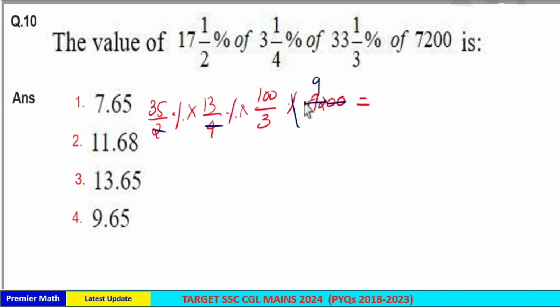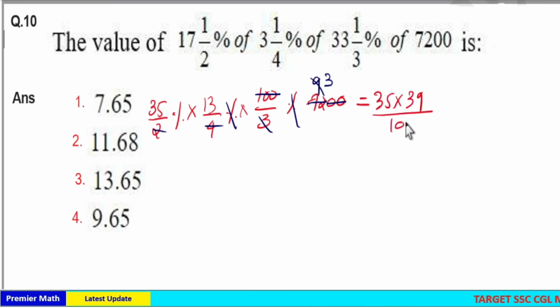8 goes 9 times in 72. 3 goes 3 times in 9. And here percentage and 100 cancel. Remaining is equal to 35 into 13 into 3 is 39. Percentage means divided by 100.